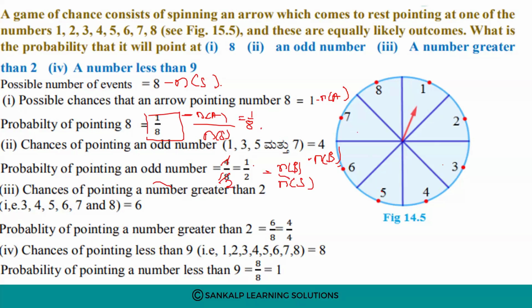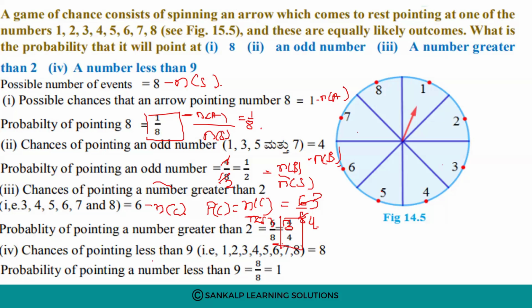Next, chances of pointing a number greater than 2. Greater than 2 means 3, 4, 5, 6, 7, and 8. These all numbers are greater than 2. So how many numbers are there? That is 6 numbers. I will consider this as n of C. So the probability, that means P of C, is equal to n of C divided by n of S. So n of C is 6, n of S is 8. 3 twos are 6, 4 twos are 8, right? So the probability of pointing a number greater than 2 is 3 by 4.